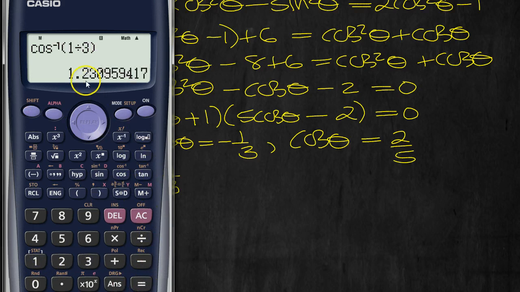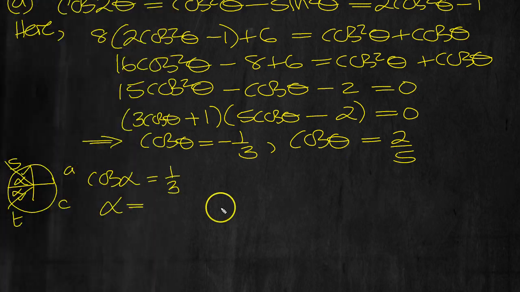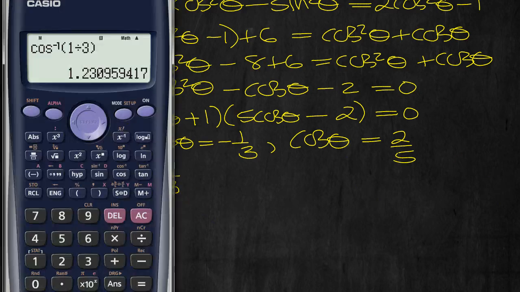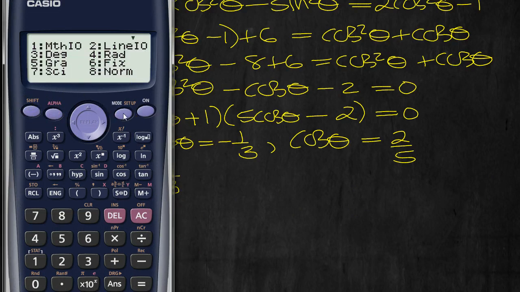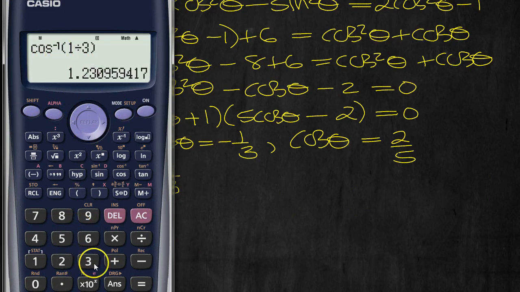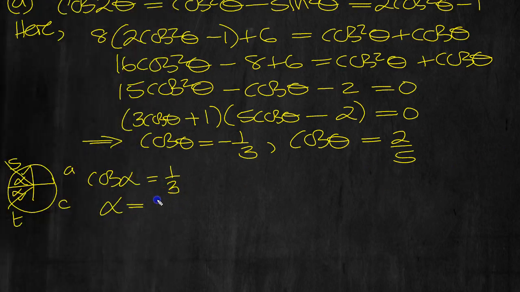We'll do it nice and accurate. 1.230. Let's go back to that. That can't be right. That must read radians. My eyes must need to test. In degrees, and that's 70.528 degrees. Okay, there's alpha.